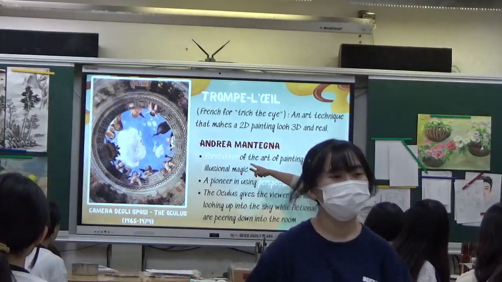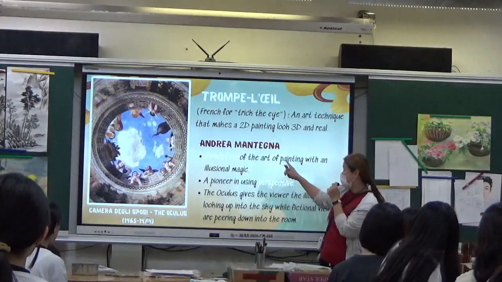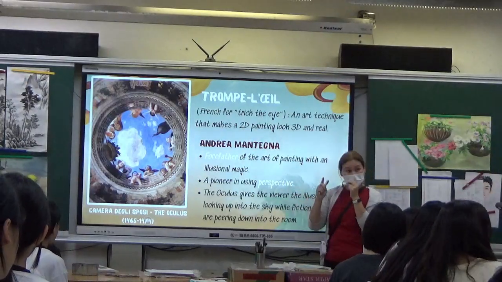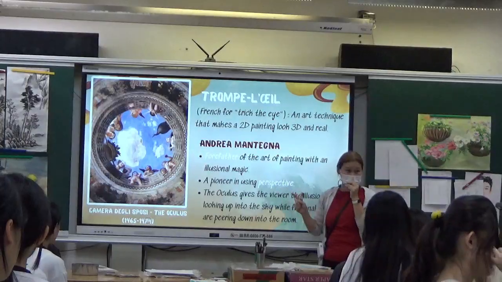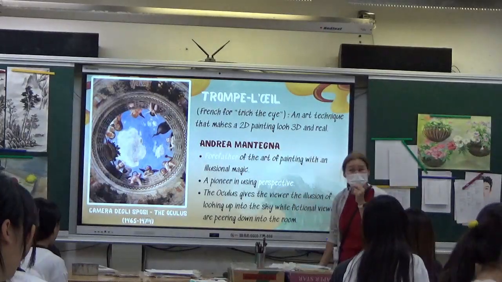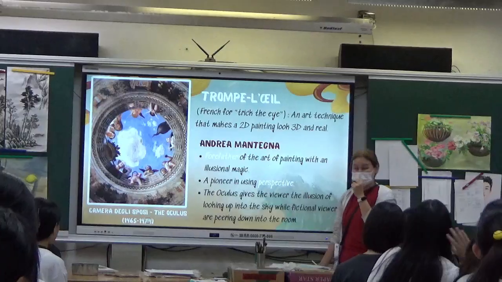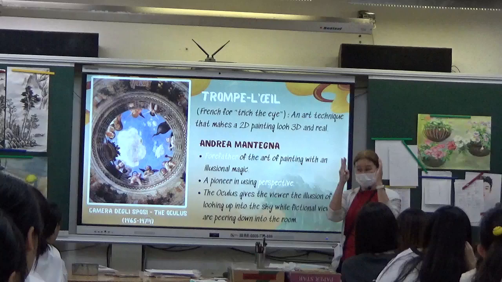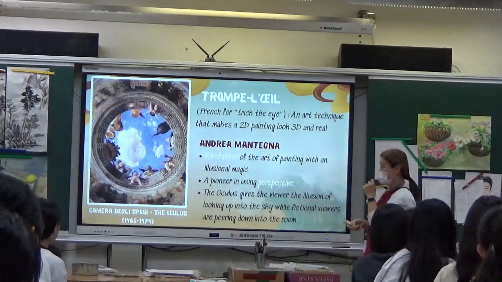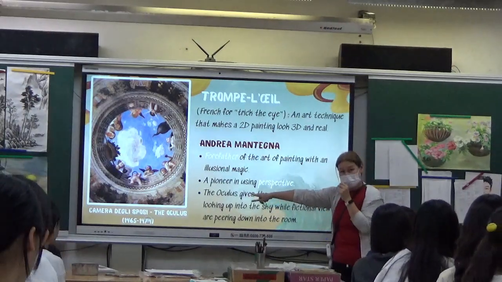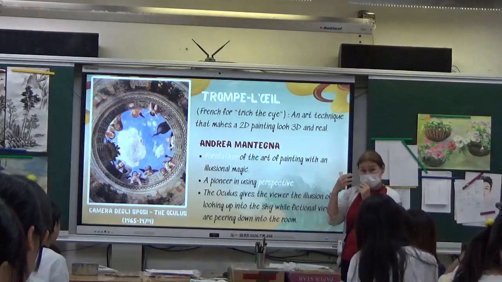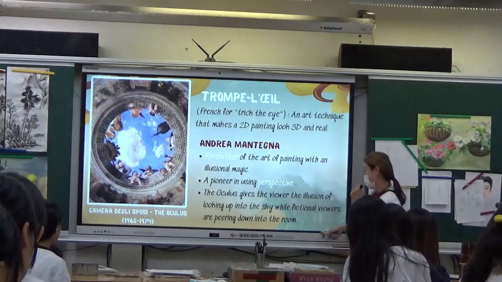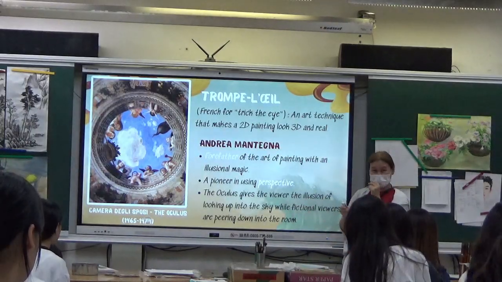So he's considered as the forefather of the art of painting with illusional magic. And he's a pioneer of using perspective. Anybody knows what perspective means? Perspective is how you look at things. You look at it from this side, you look like this, or you look at this way. That's called perspective. So in this case, his drawing gives the viewer the impression that you're looking at the book, but it's actually just a flat painting. So far so good?